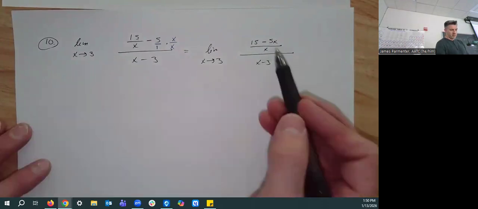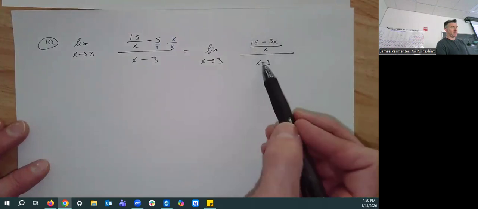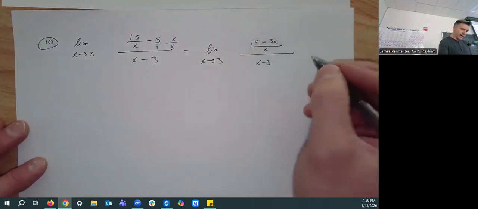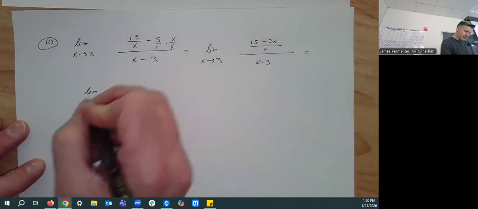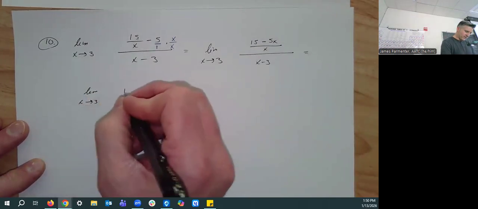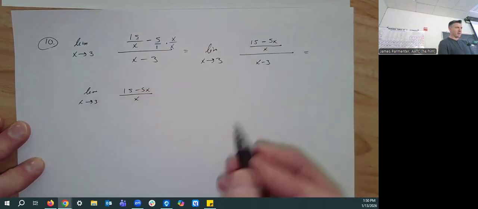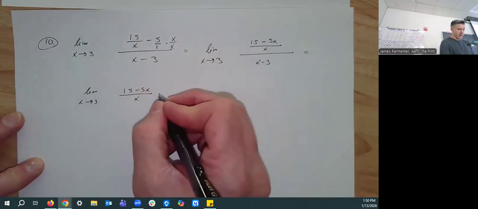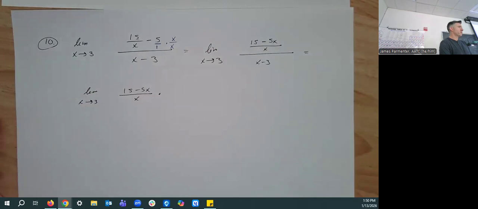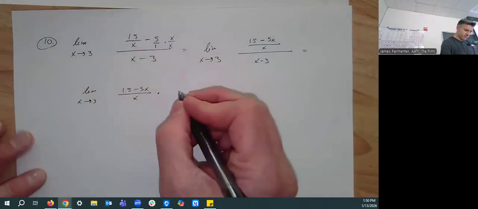So instead of writing this fraction on top divided by x minus 3, I'm going to say that I have the limit as x approaches 3 of 15 minus 5x divided by x. Instead of dividing by x minus 3, we're going to multiply by the reciprocal, 1 over x minus 3.